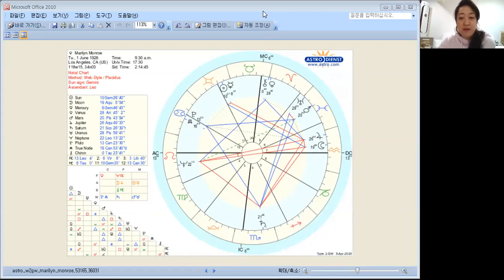The next topic that people requested was, the first one was houses and meaning. The second one was how to draw your own chart on astro.com. Okay, so that will be the second video. And the third one will be the degree theory.